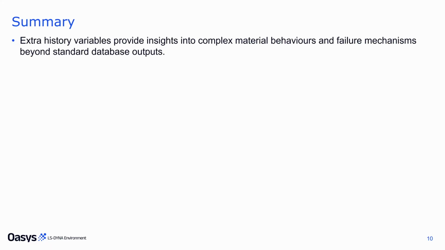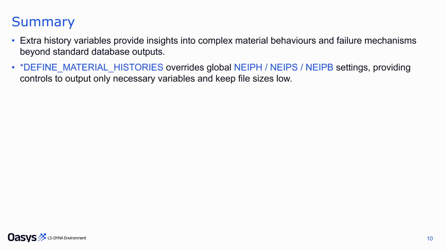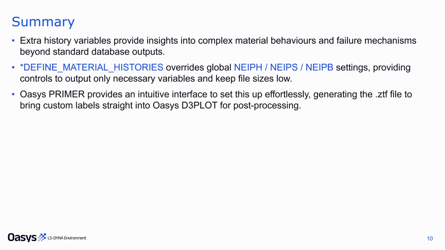To summarize what we have covered today, first, extra history variables give you the ability to access hidden material behaviors. They allow you to identify specific stress-strain conditions that go beyond the standard database output variables. Second, the star-defined material history keyword overrides the global NEIP setting. It gives you the precise control to output only the specific variables you actually need, keeping your file size small and manageable. And finally, Oasys Primer provides an intuitive interface to set this up effortlessly.